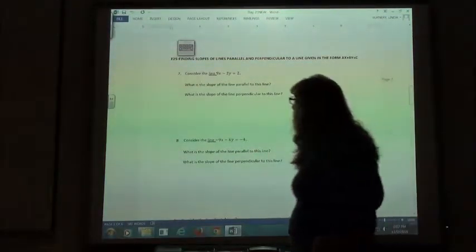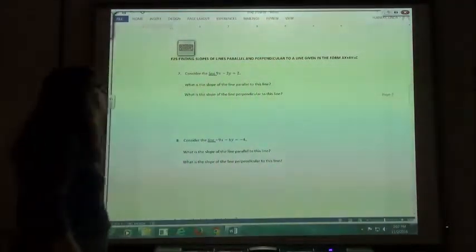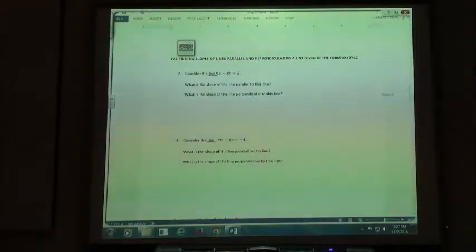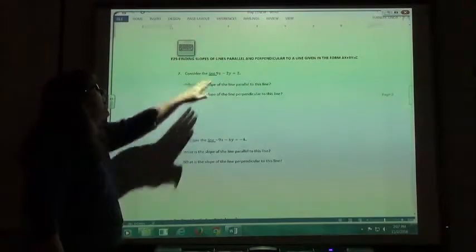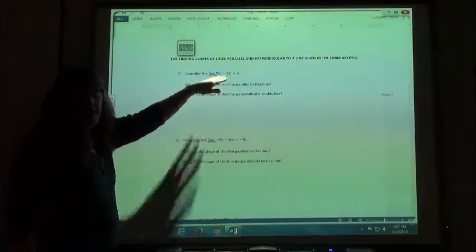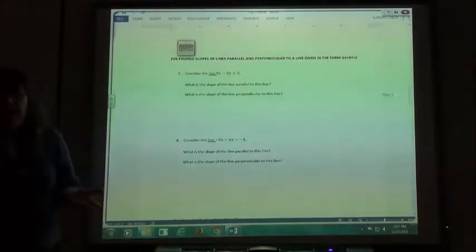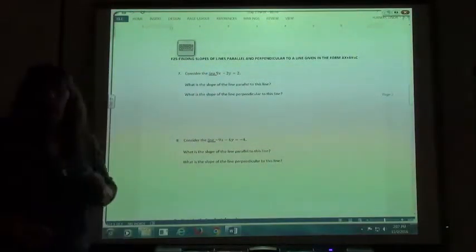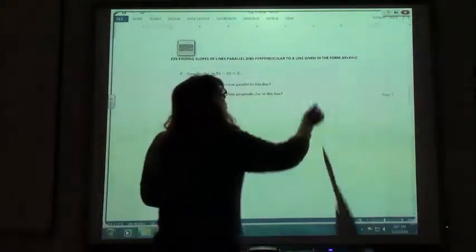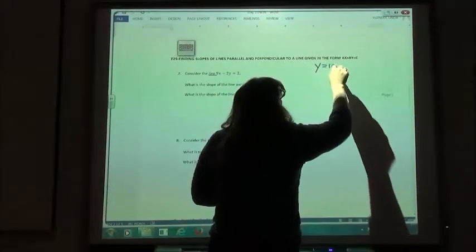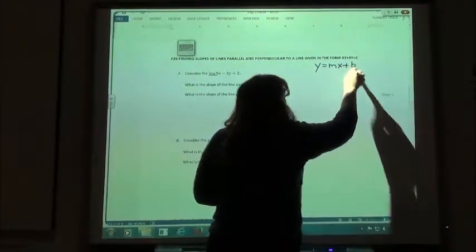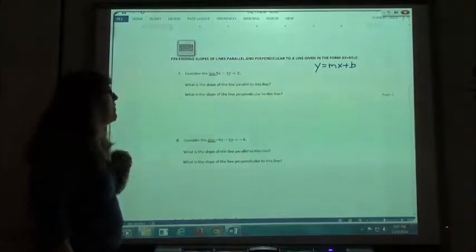Seven, 8, and 9, we are going to find the slopes of the lines that are parallel and perpendicular to a given line. First of all, we want to find the slope of the given line. If my equation is already solved for y, it's easy to do, but if it's not solved for y, I have to rearrange it. So we have to have the line in the form y equals mx plus b. If it's not, I'm going to do that first.